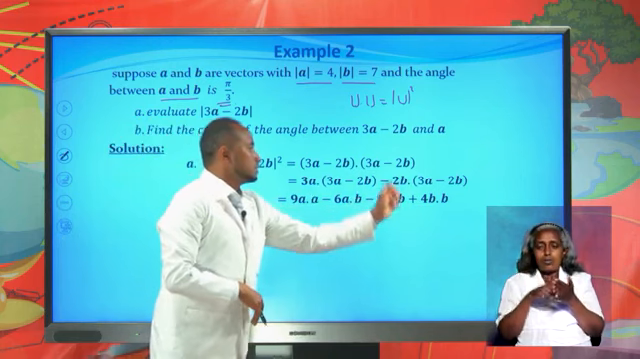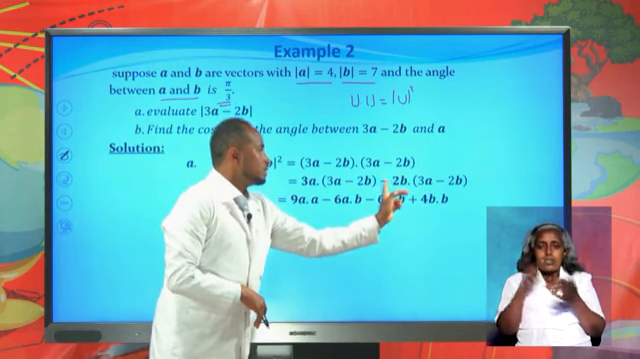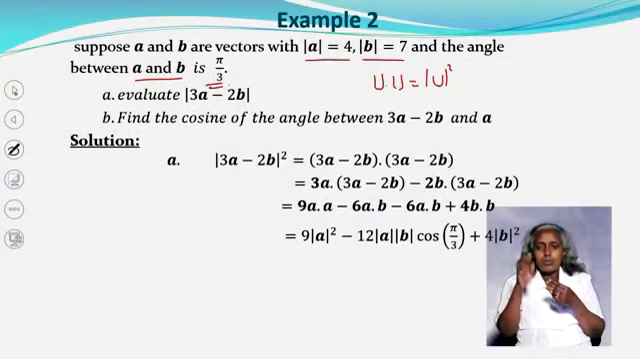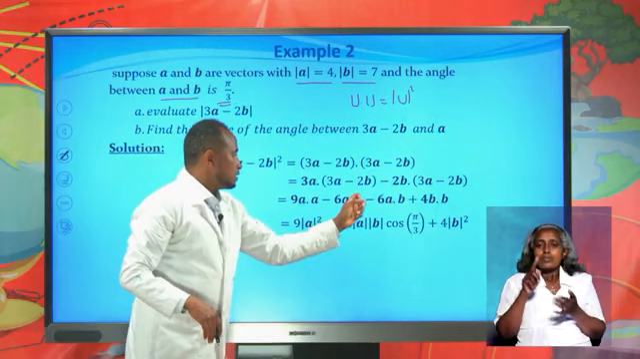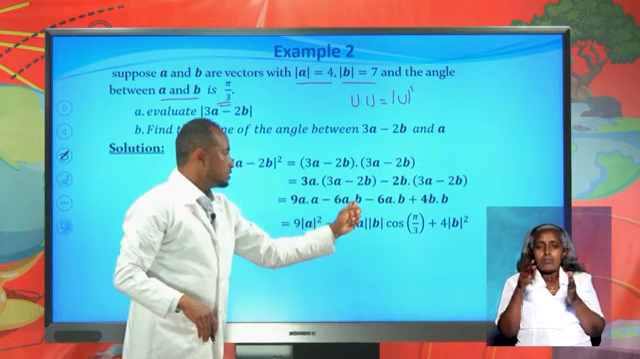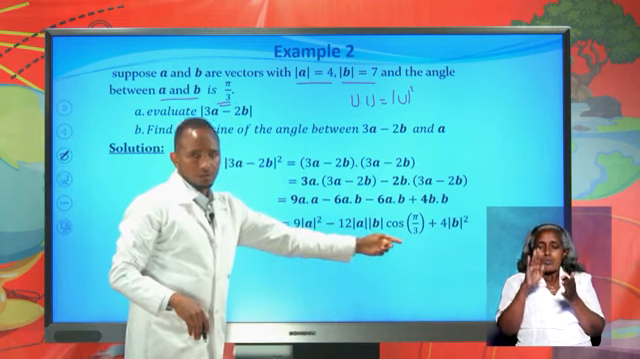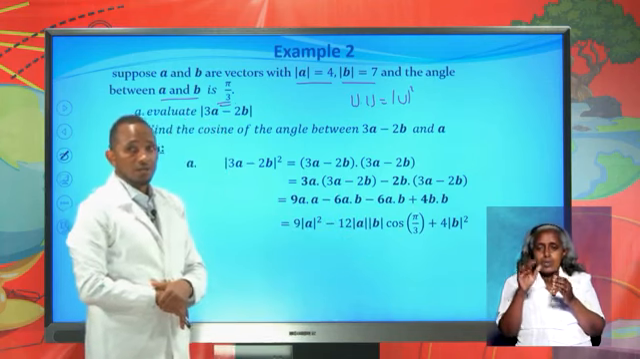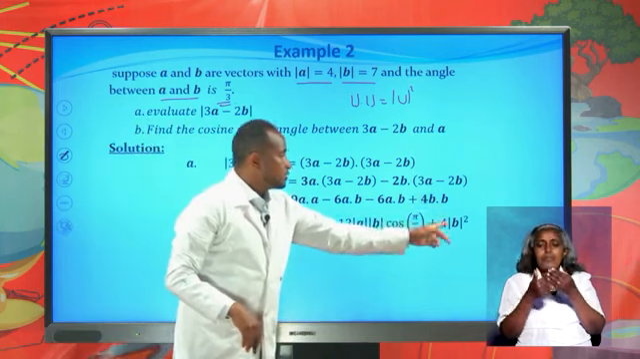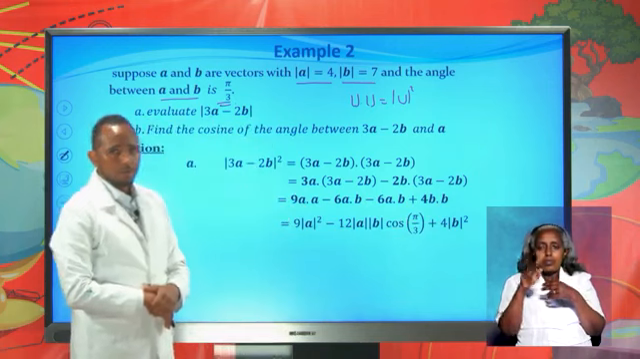Here also it is 6 times a dot b plus the product of the two, 4 times b dot b. So this is equal to 9 times a dot a, which is magnitude of a squared. We say this one, u dot u, magnitude of v squared. These two are identical, so add these two, minus 12. This a dot b means magnitude of a, magnitude of b, cos theta, the cosine of the angle between a and b, which is pi over 3, plus 4 times b dot b, which is magnitude of b squared.